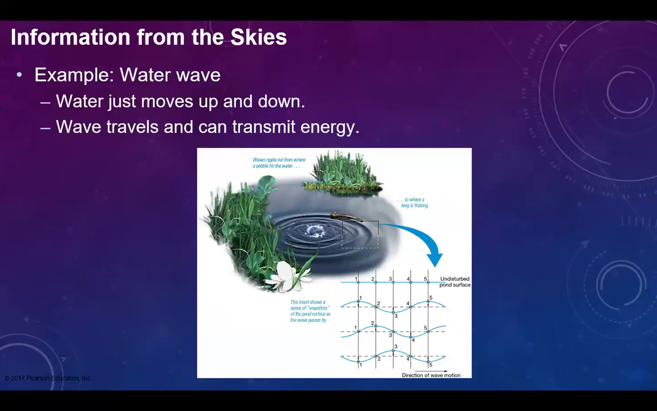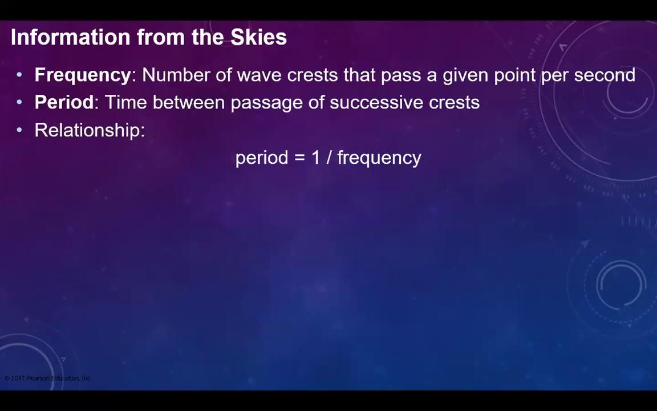So an example is a water wave. The water primarily just moves up and down, but the energy is transmitted along the surface. The wave travels along and it can transmit energy, but the water itself doesn't really move. It moves a little bit up and down, but it doesn't move very far. And similar things happen with other waves.